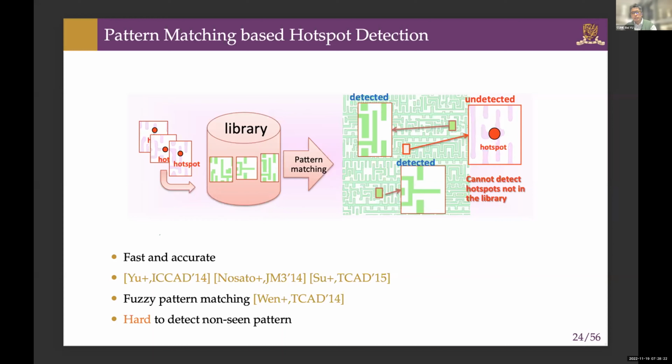For the pattern matching kind of methodology, it can be fast. You can imagine this is very similar to design rule checking, right? We have a bunch of patterns, and we use some computational geometry methodology to check whether two clips are identical or very similar. But it's really hard to detect unseen patterns. After all, this is very similar to design rule checking.